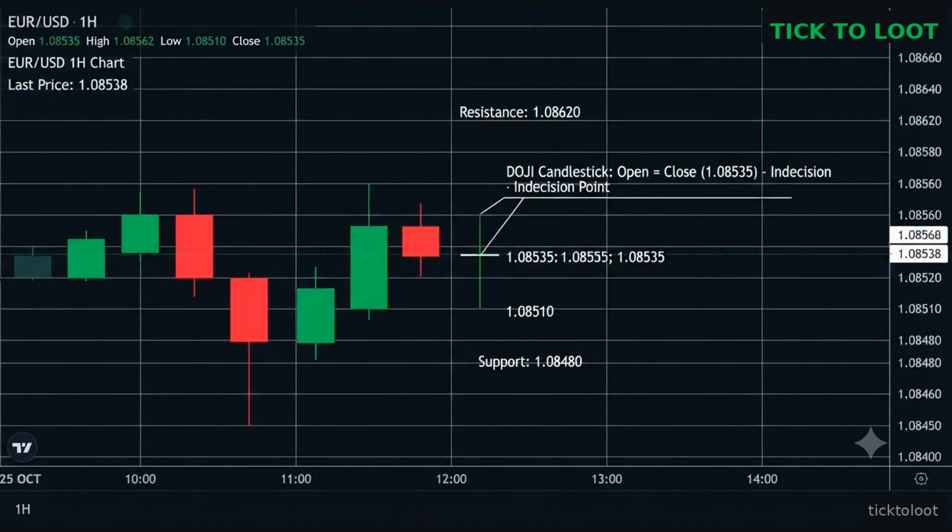A doji candlestick is a special type of candlestick where the open and close prices are equal. It's like a perfect tie. Neither buyers nor sellers are in control, and the price is stuck in a range. A doji can signal a potential reversal, as it indicates that the buyers and sellers are evenly matched.